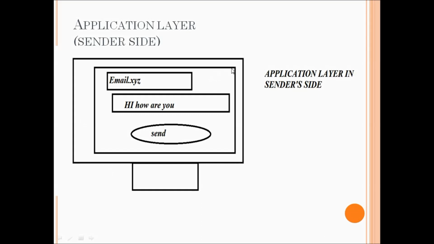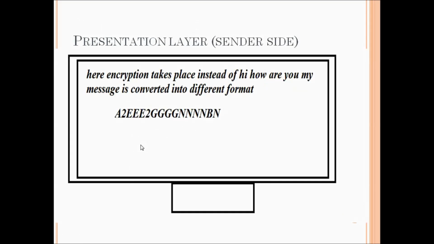Here I told you the user can directly interact with the software like emails, browsers. So once I click the send button, this information will move to the presentation layer, where encryption takes place. Here you can see that your information is converted into a different format. There are several encryption techniques, and I will explain those encryption techniques in the coming videos.